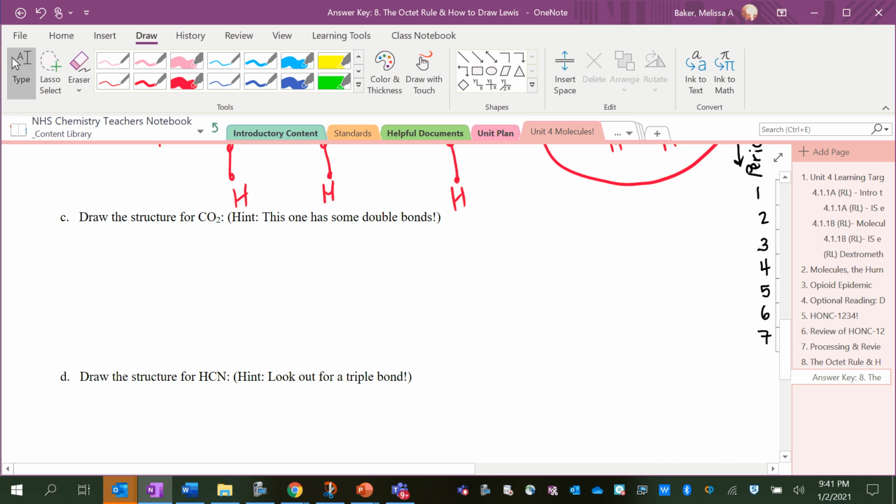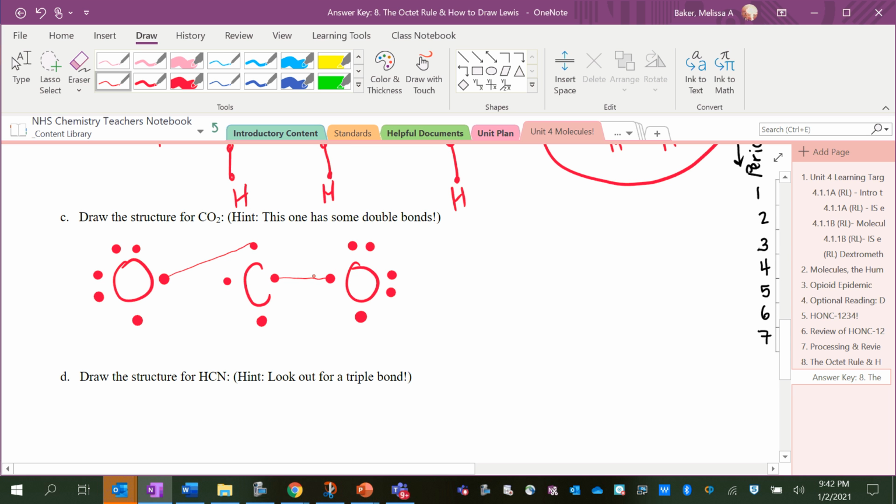All right, CO2, hint: this one has some double bonds. So let's see, we've got 1 carbon and 2 oxygens. And oxygen is in group 6A, so it gets 6 valence electrons. And since it doesn't matter which direction the single ones point, I'm going to point them toward the carbon because I know that I'm going to be bonding these with the carbon. Okay, so we can start connecting each carbon to an oxygen. And then I can see there are still lonely electrons that need to connect.